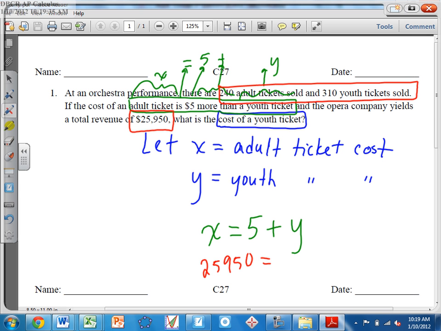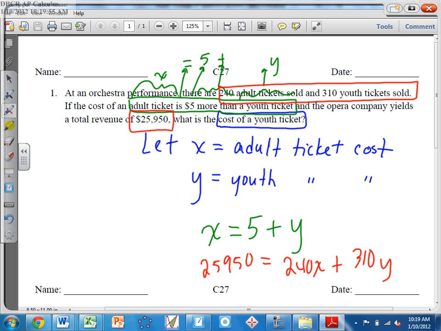240X. Okay, do you see what we're doing here, people? Again, X represents one ticket. So this is 240X. Go ahead. Plus Y. Okay. Plus 310Y. There you go. There are 310 youth tickets.